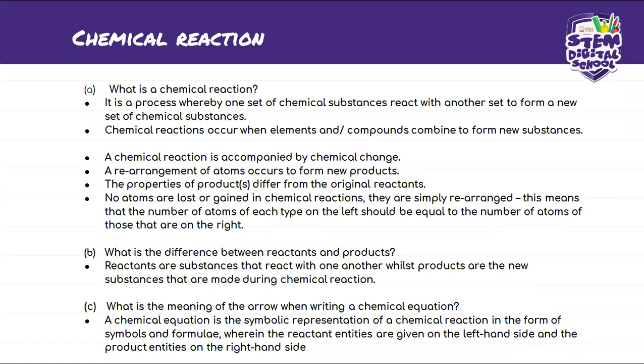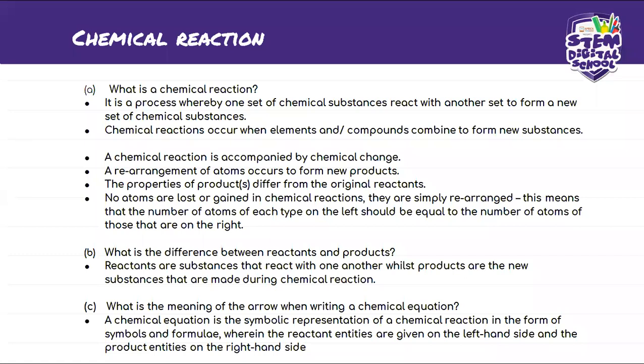So what happens to the number of atoms? No atoms are lost or gained in chemical reactions. They are simply rearranged. This means that the number of atoms of each type on the left should be equal to the number of atoms on the right. You will remember that in grade 10 you will be talking about conservation of atoms. That falls under conservation of matter. We have conservation of atoms, conservation of matter, and we even have conservation of energy, but that will be in grade 10. So this one is just introducing you.